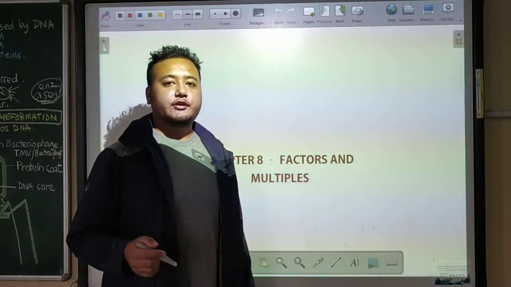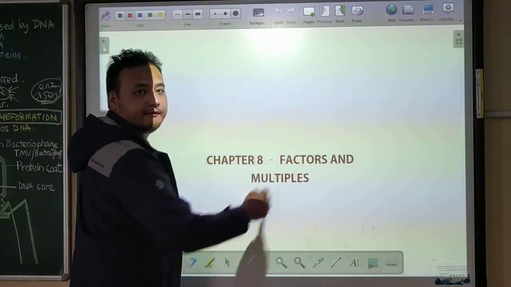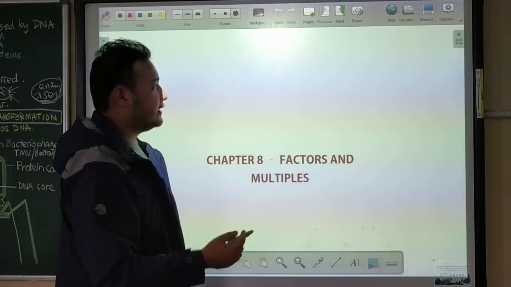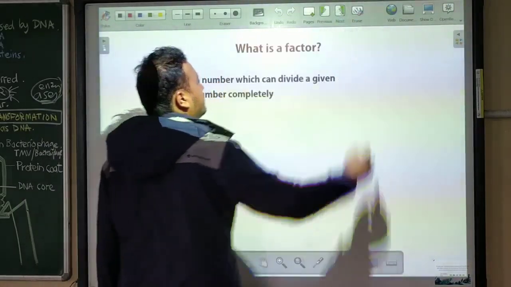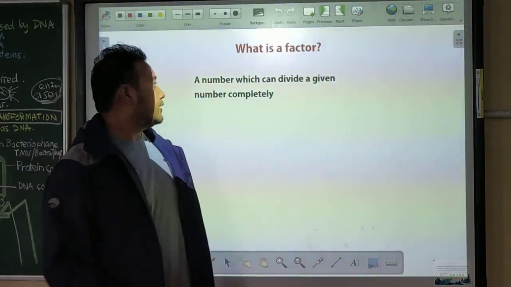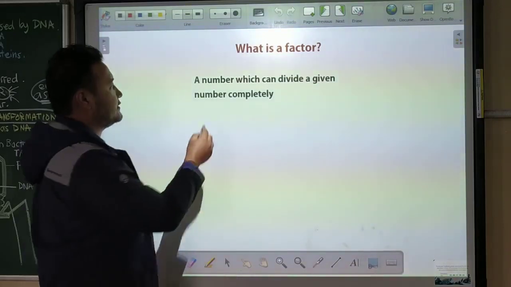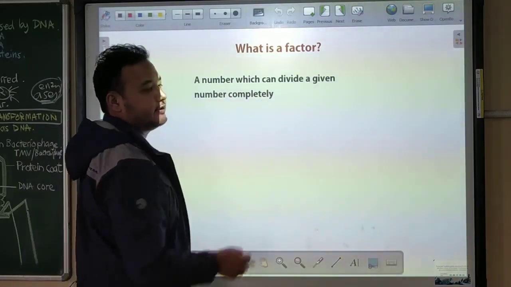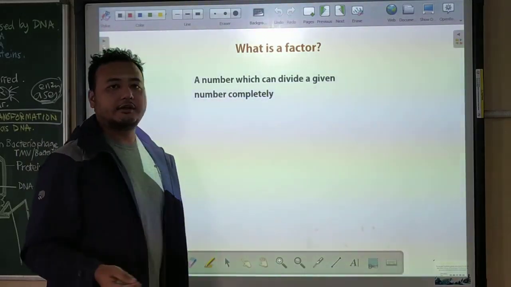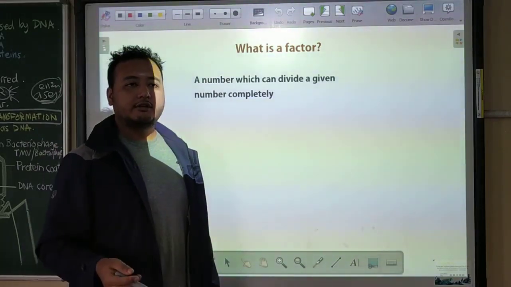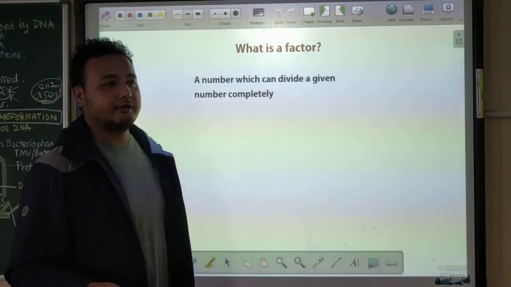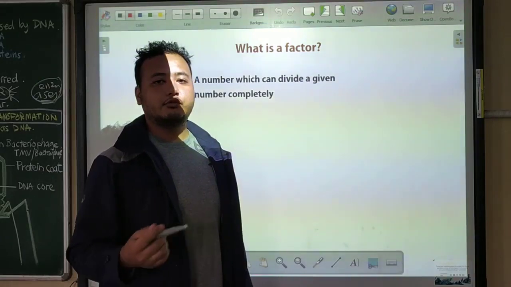So today we'll start with a new chapter, that's chapter 8, factors and multiples. So let's see what they are. Let's start with factors. Now a factor is defined as a number which can divide a given number completely. Dividing completely means not leaving any remainder. So the remainder should come to 0.